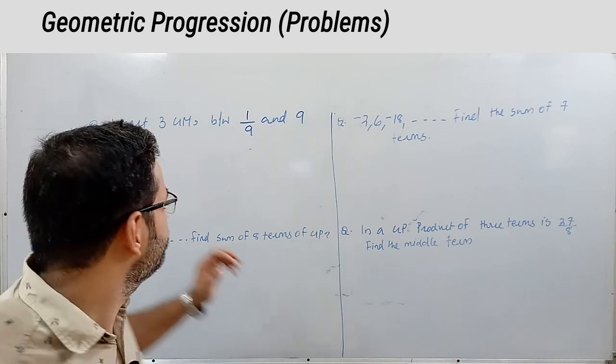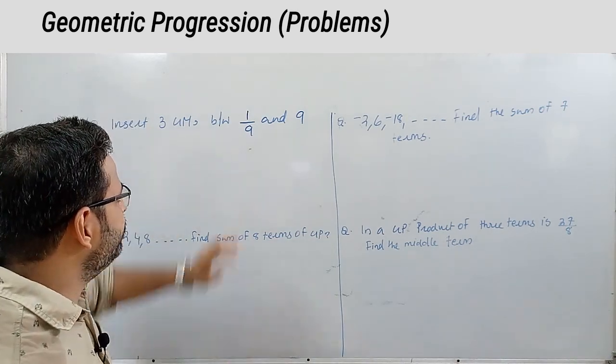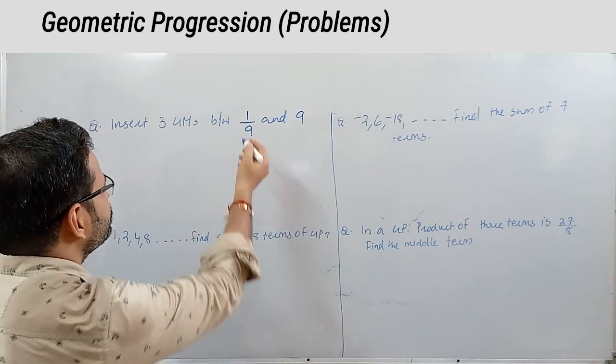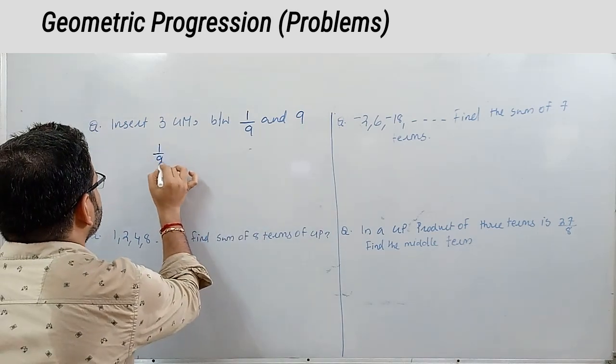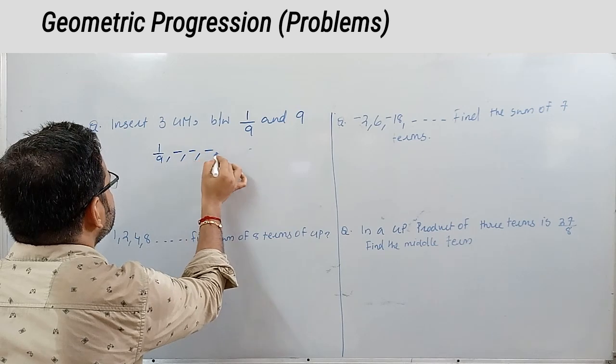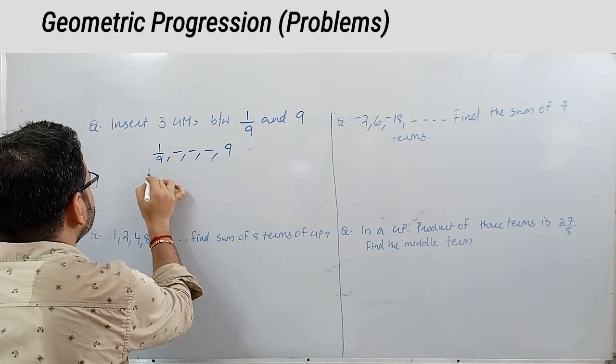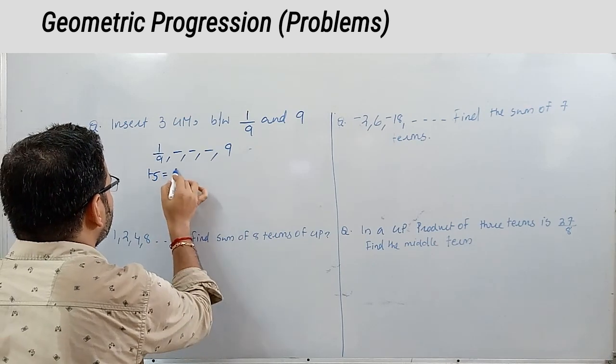Now the next question. Insert 3 geometric means between 1 by 9 and 9. Okay. That means the first term of the GP is 1 by 9. After that 3 geometric means, then 9. 1, 2, 3, 4, 5. That means the fifth term T5 of the GP is equal to 9.